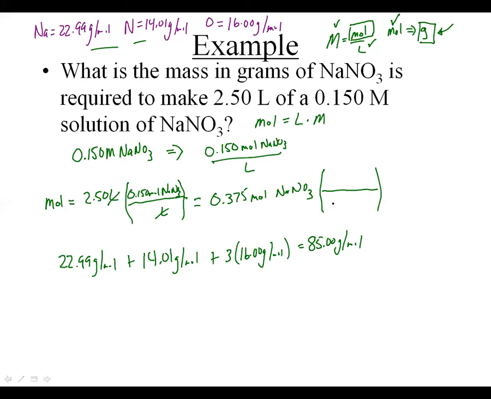So again, we're going to use that as a conversion factor. In this case, moles are on the bottom, so we do want moles on the bottom. Our 85 grams on top. Moles are going to cancel, and that will get you 31.9 grams of sodium nitrate. Any questions on that?